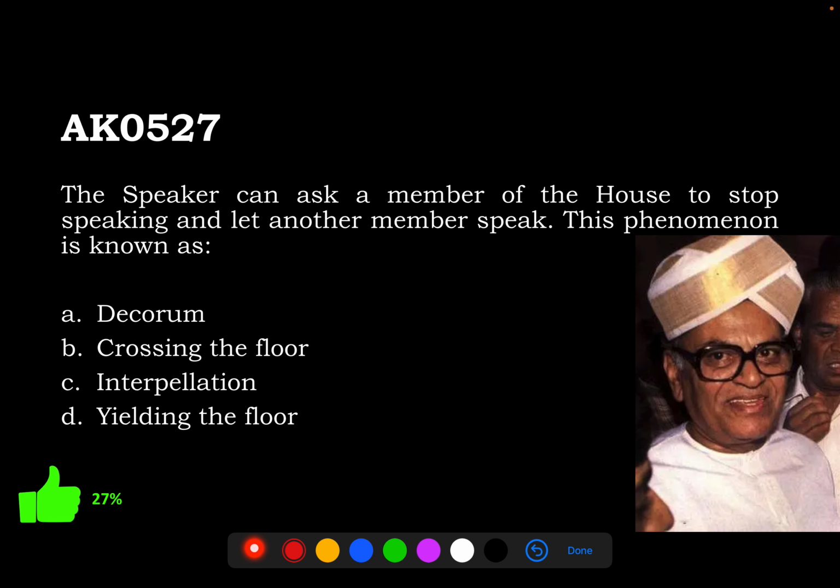Then, the Speaker can ask a member of the House to stop speaking and let another member speak. This phenomenon is known as, first option says, decorum. See, decorum, as in simple English also, is to maintain polite, courteous, and parliamentary behavior. This has got nothing to do with what the question is asking. Then crossing the floor. This is when any member passes between a member who is addressing the House and the chair. So if somebody crosses the floor, this is considered a breach of parliamentary etiquette. So this is also not what we're talking about.